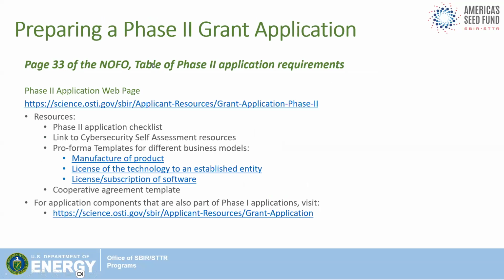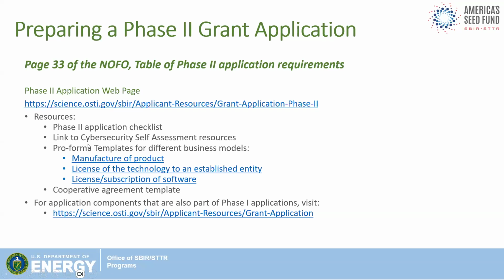There's a table of Phase 2 application requirements on page 33 of the Notice of Funding Opportunity announcement. So go ahead and check that out and put that by your desk as you're preparing it, and make sure you're completing all of the requirements. We do have on our website a preparing a Phase 2 grant application page, also a resource for you. It has a checklist, very similar to the application requirements in the NOFO.